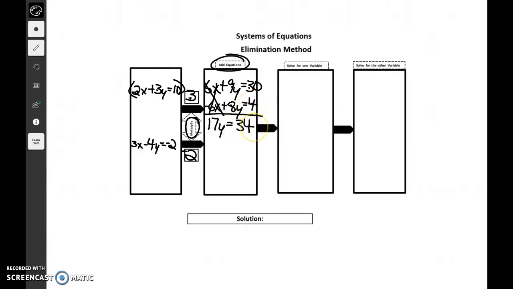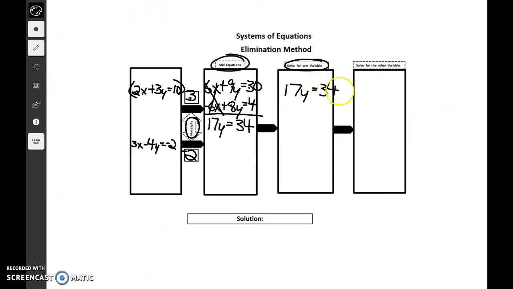What's 30 plus 4? 34. To finish the problem out, we will divide both sides by 17. Actually, hold on a second. We're going to do that step over on the next side. Once it said to add the equations, we added the equations. And then over here it says solve for one variable. So to solve for one variable here, we get 17y equals 34.